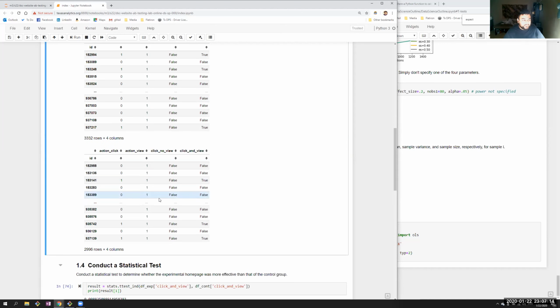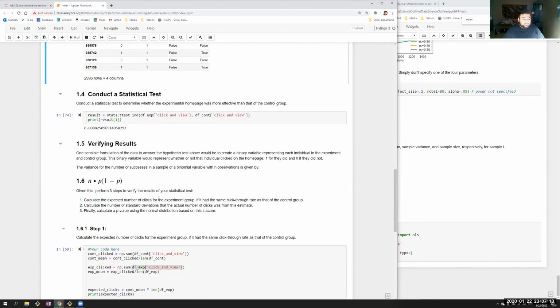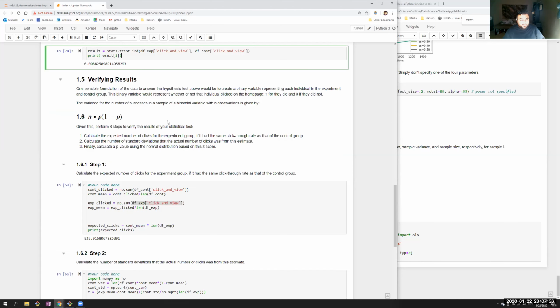Now we go down to conducting a statistical test. I honestly wasn't exactly sure what they wanted us to do. I just put a t-test because I couldn't think of what else to do. I had my reservations, and we'll find out what they do in the solution in a second when I open it. I haven't opened the solution yet.